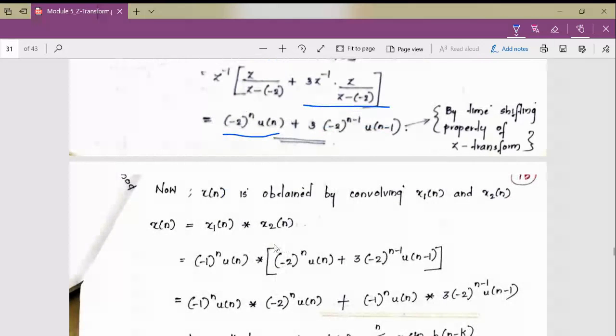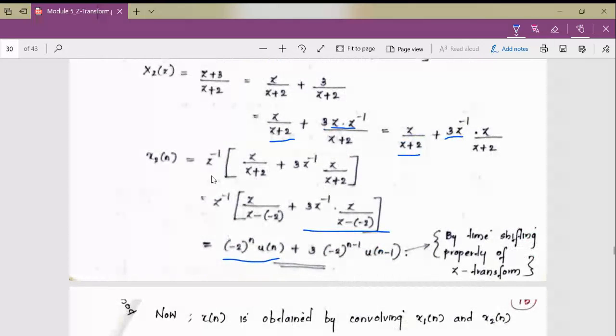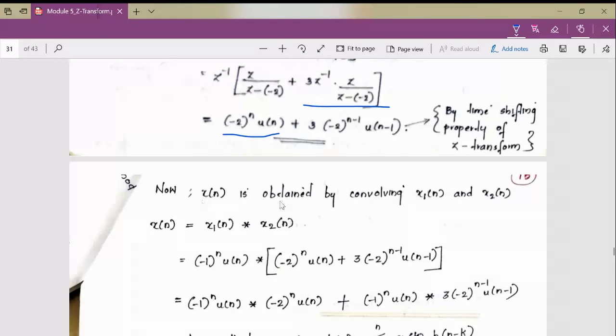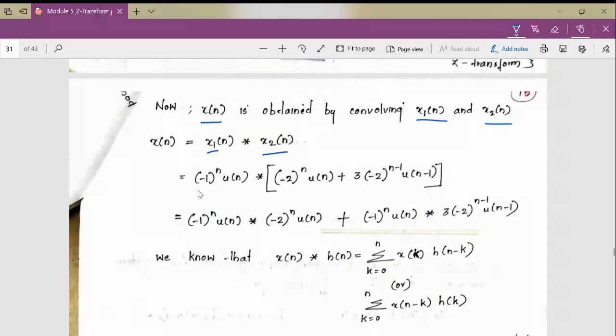Okay, so now we have two terms, the inverses of x1 of z and x2 of z, that is x1 of n and x2 of n. Now the next step is we have to obtain the overall inverse, that is x of n, by convolving x1 of n and x2 of n. So we know x1 of n and x2 of n. So x1 of n is (-1) raised to n u of n.